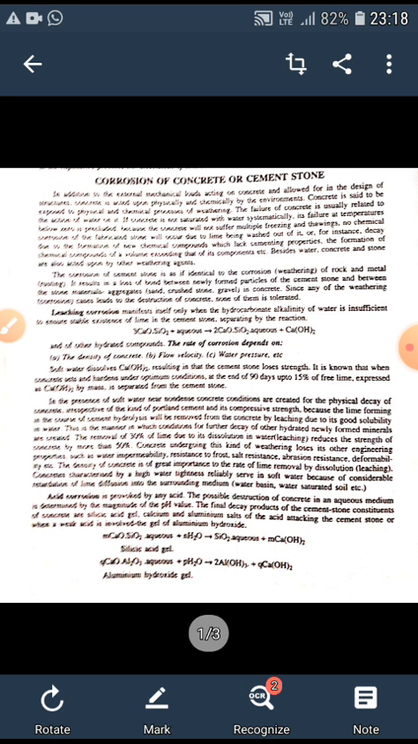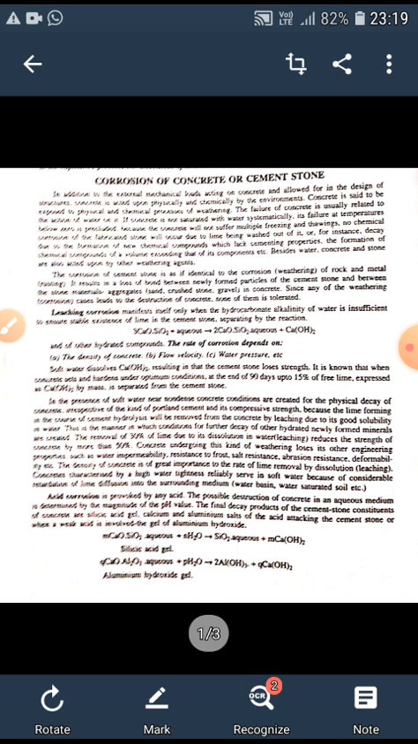If concrete is not saturated with water systematically, its failure at temperatures below zero is precluded because the concrete will not suffer multiple freezing and thawings. No chemical corrosion of the fabricated stone will occur due to lime being washed out of it, or for instance, decay due to the formation of new chemical compounds which lack cementing properties, the formation of chemical compounds of a volume exceeding that of its components, etc. Besides water, concrete and stone are also acted upon by other weathering agents.